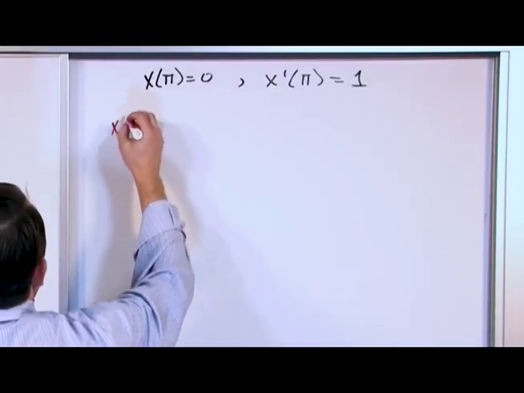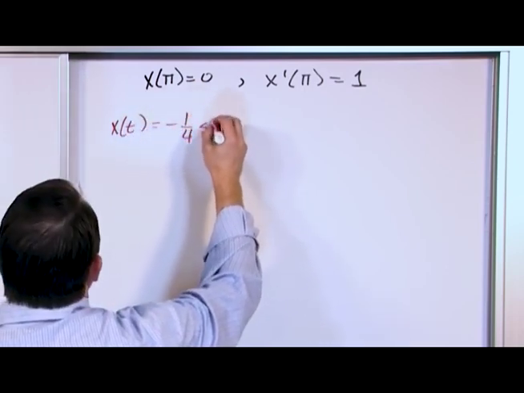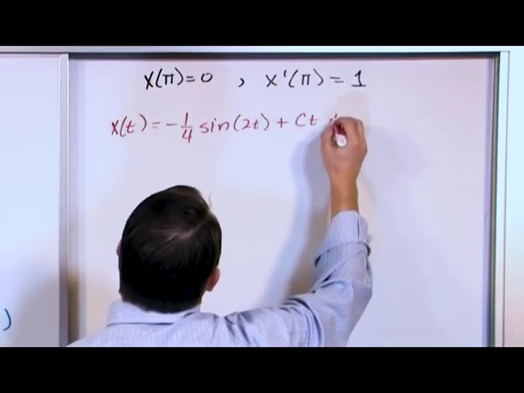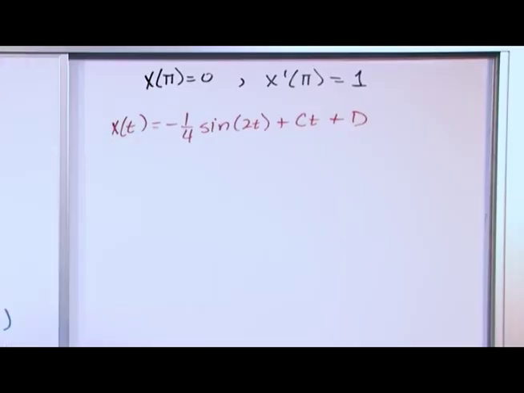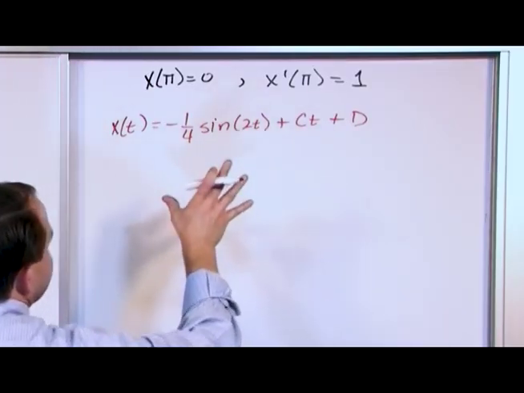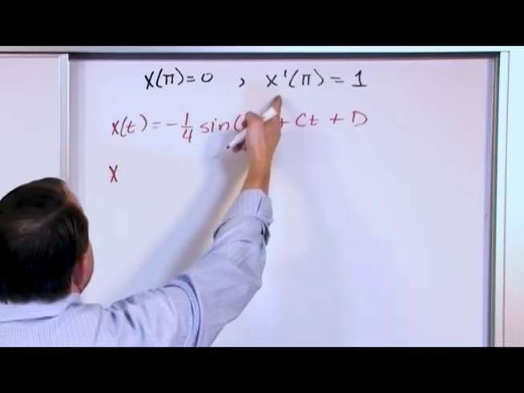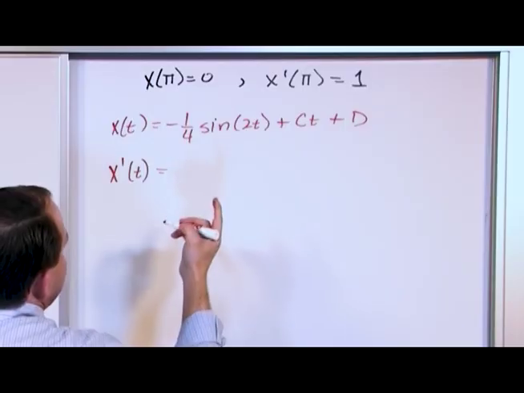So x of t is equal to negative 1/4 sine of 2t plus c times t plus d. This is the total solution. We just need to find the constants of integration. So here we have x of t. This is the solution that we were seeking. And we're going to need the first derivative. So let's go ahead and find out what that first derivative is. We've already kind of done that before.